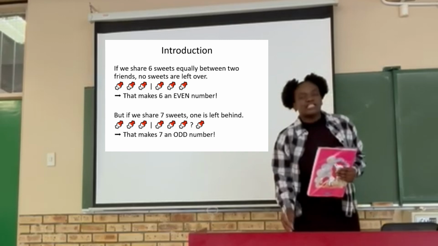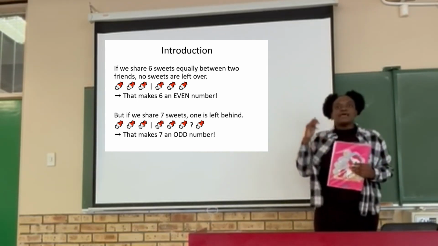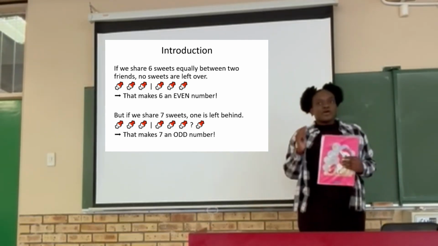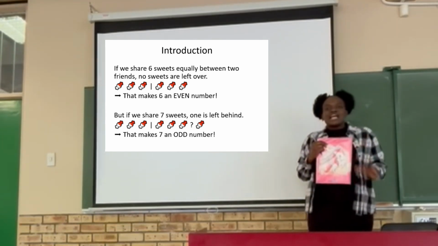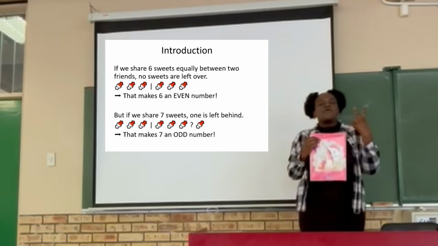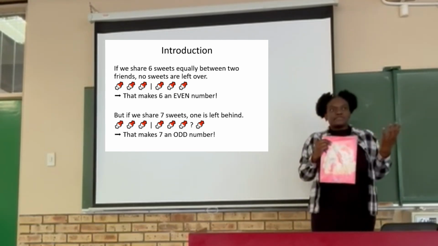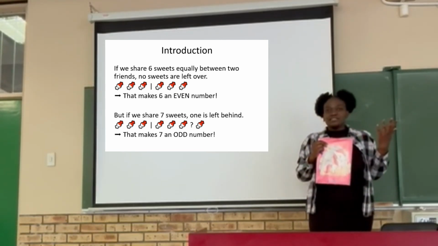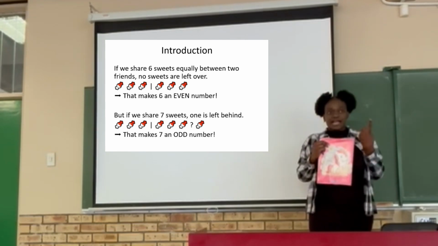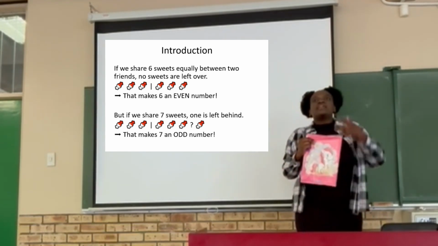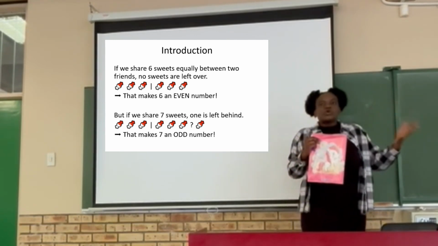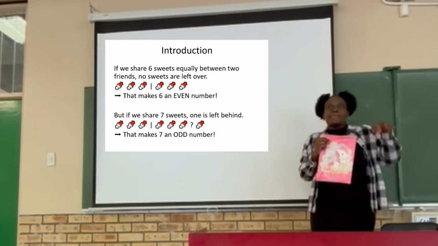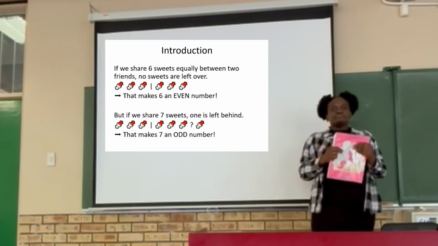Yes. Okay, so another category is the odd number. If this time I have 7 sweets instead of 6, and I share them among 2 friends, will there be any sweet left? Yes. How many will be left? 1. So it means that is an odd number. With an odd number, there's always something left when you share equally among 2 or more people.